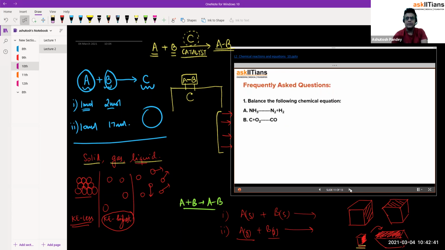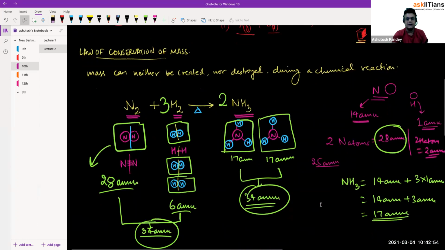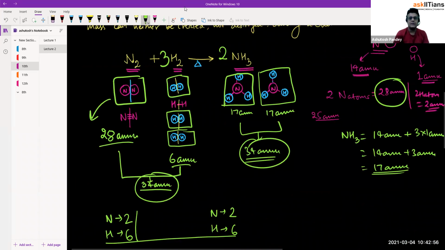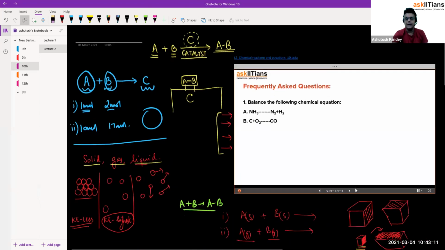Next, the balancing of chemical reactions. We have already balanced both of these reactions: NH3 to N2 plus H2, and C plus O2 to CO. If we reverse this reaction, we can write 2NH3 to give N2 plus 3H2. We have also seen the CO reaction here, so we already balanced it.